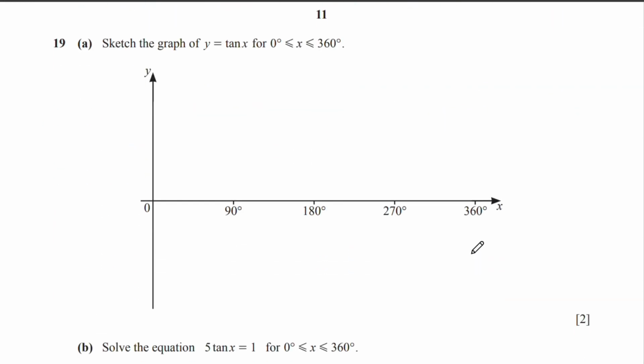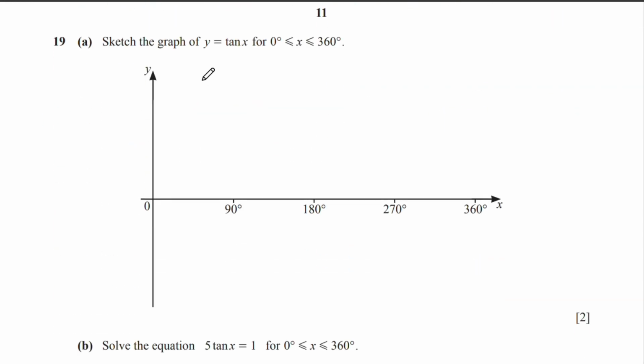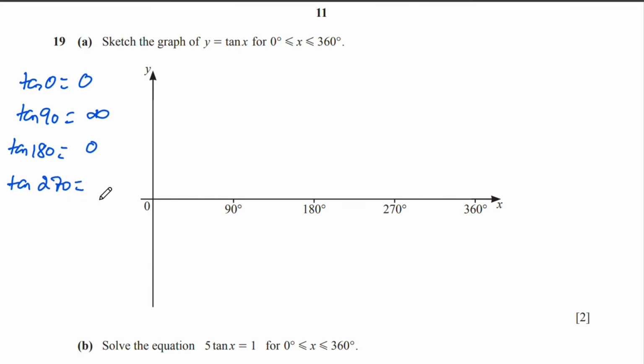Next question. Sketch the graph of y equals tan x for x lying between 0 to 360 degrees. Okay. So first of all, we have to get the values at 0, 90, 180, 270 and 360. We know that tan 0 is 0. Tan 90 is actually not defined, or you can say infinity, so it's a very large value. Tan 180 will be 0. Tan 270 is again infinite, not defined. And tan 360 is 0.